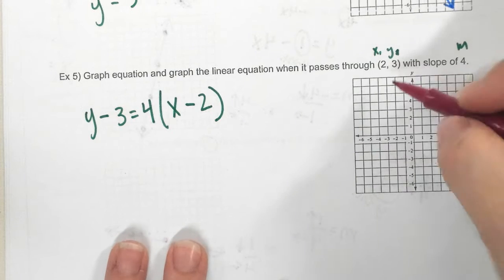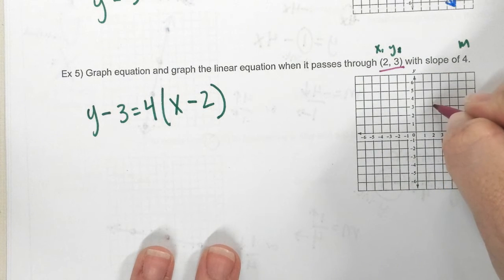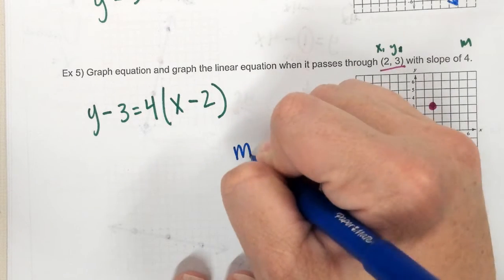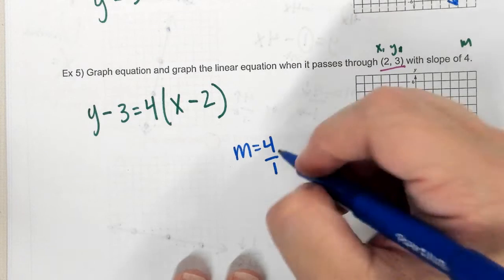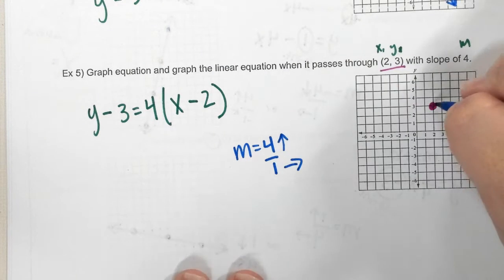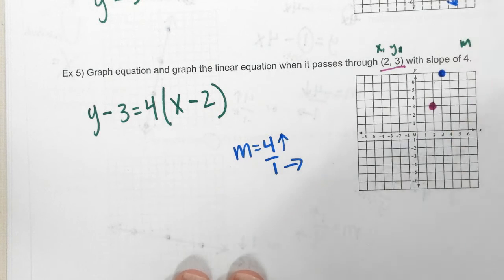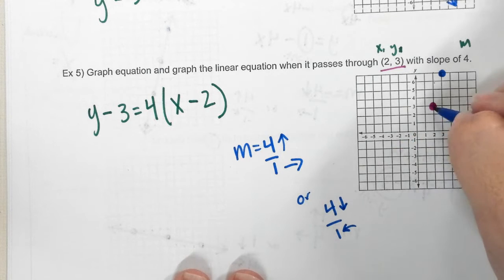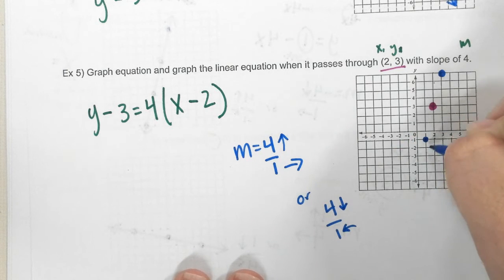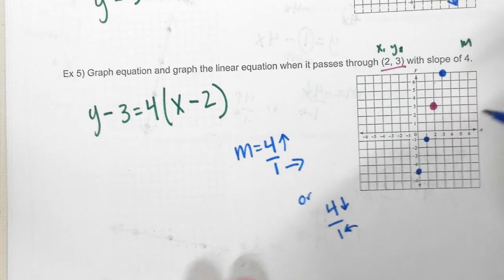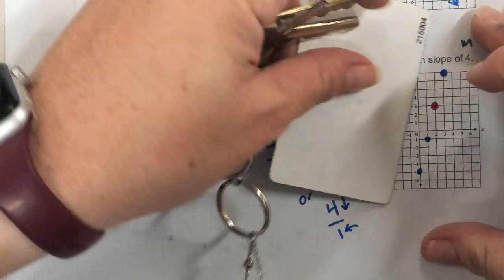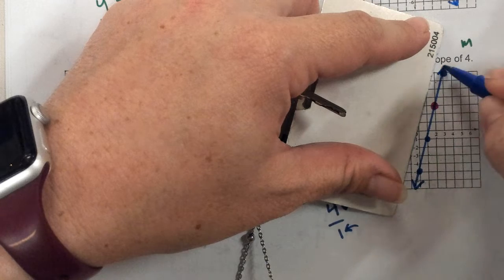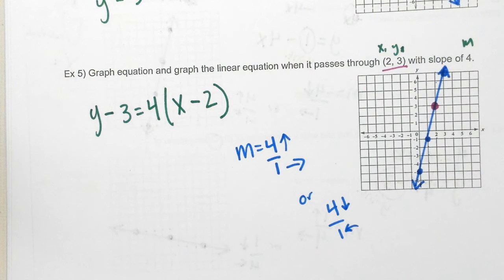So what point was given to me? 2 and 3. So over 2, up 3. And what is your slope? 4 over 1. 4 over 1, which means? Up 4, right 1. Perfect. Up 1, 2, 3, 4, right 1. And I can also do down 4, left 1. So down 1, 2, 3, 4, left 1. Any questions with those?